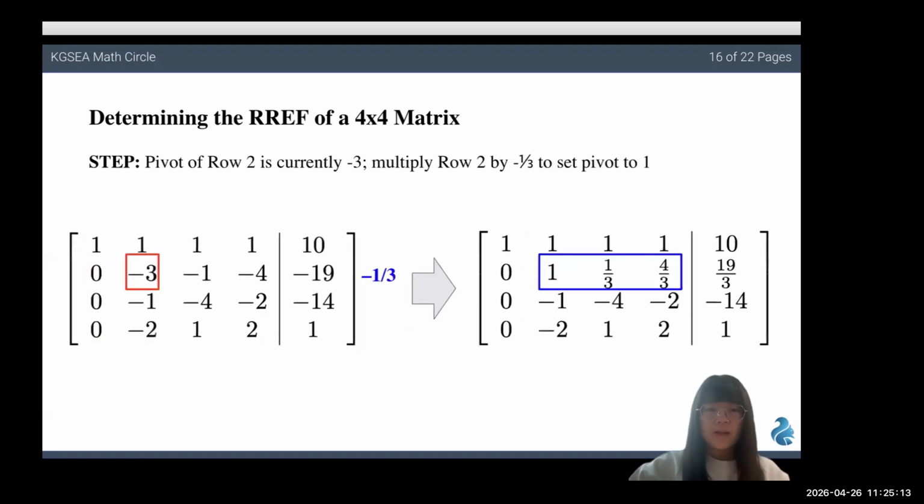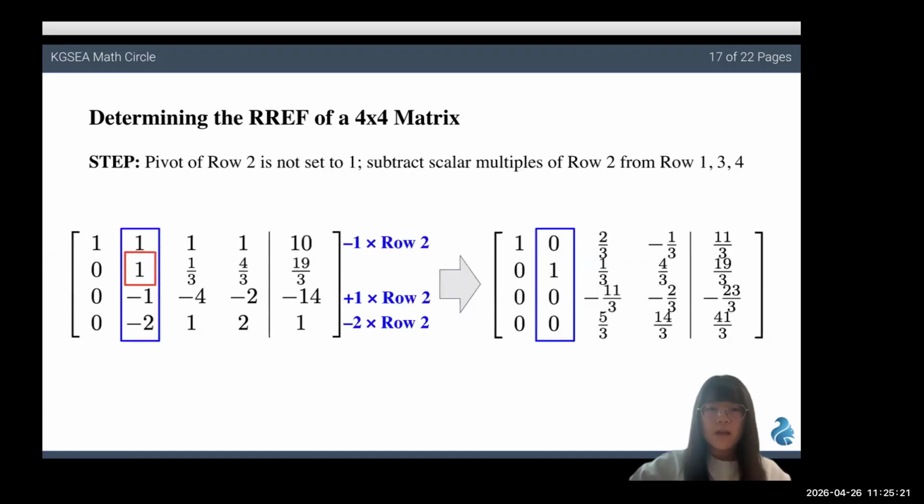Next, we move on to the second pivot in row 2. To make it into a 1, we divide row 2 by -3. And now we eliminate all non-pivot entries in column 2 from the other rows as well. Row 1 becomes row 1 minus row 2, row 3 becomes row 3 plus row 2, and row 4 becomes row 4 plus 2 times row 2. And this gives the following matrix on the right.